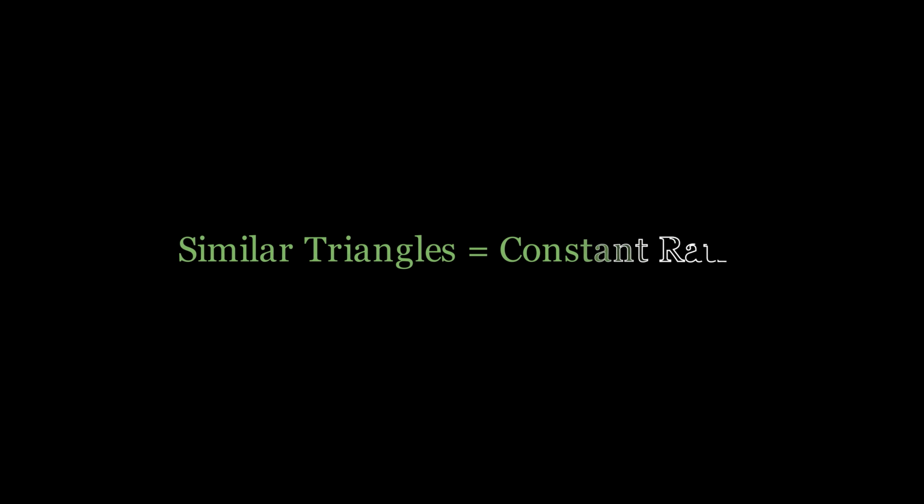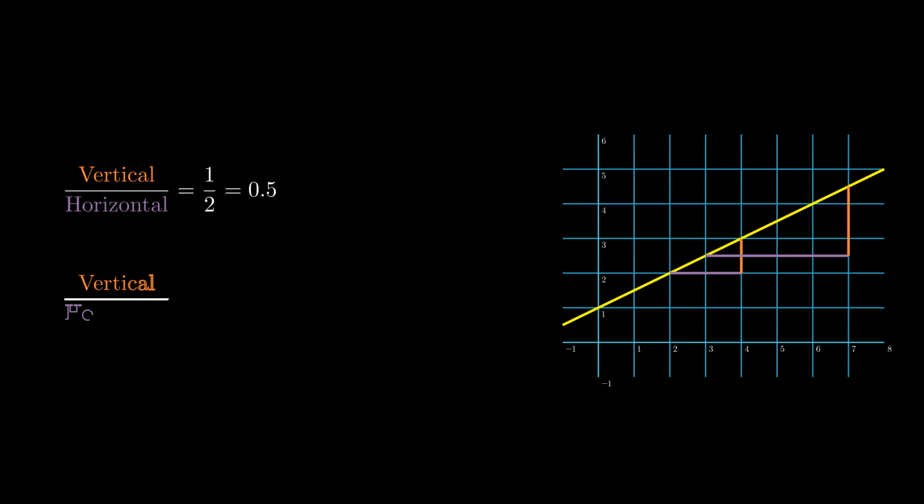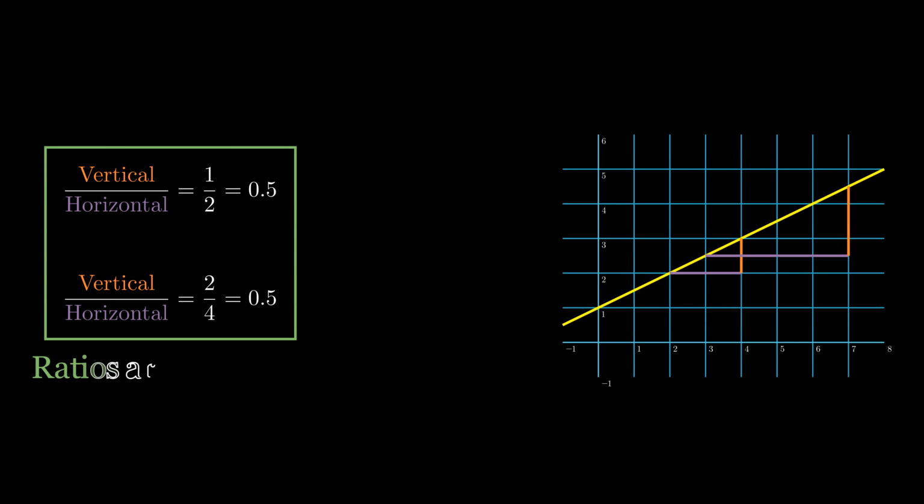This brings us to the core geometric proof. In mathematics, these are known as similar triangles. Because they share the same angles, the ratio of their corresponding sides is strictly constant. Even though one triangle is larger than the other, the ratio of the vertical change to the horizontal change remains identical. This is why in a linear equation the slope never varies. It is a fundamental property of the line's geometry.